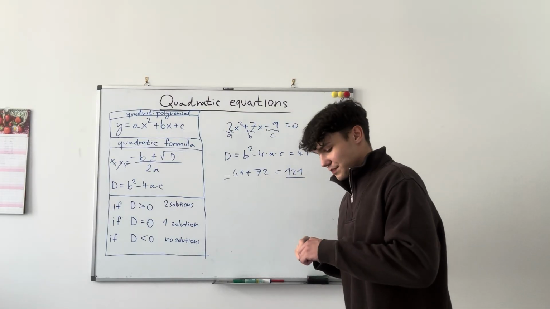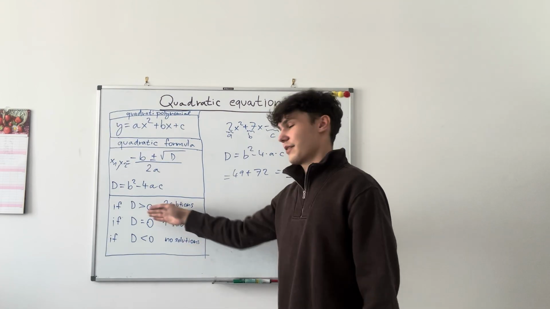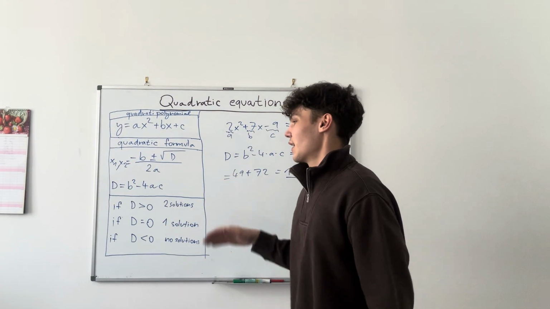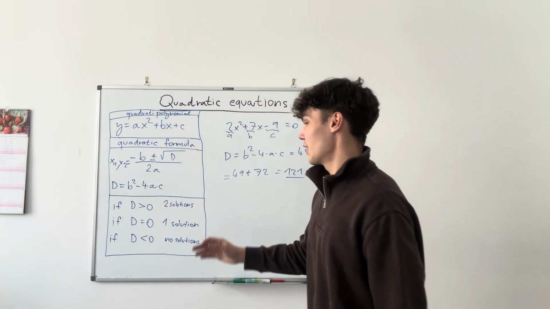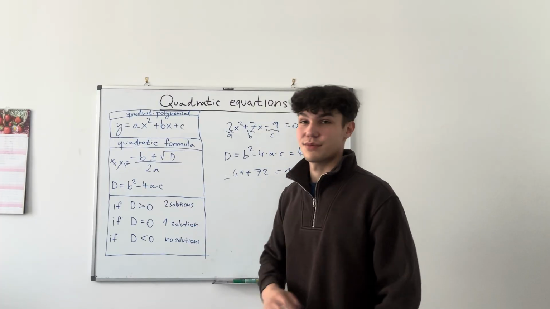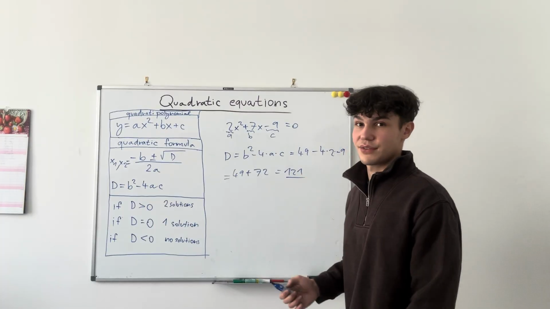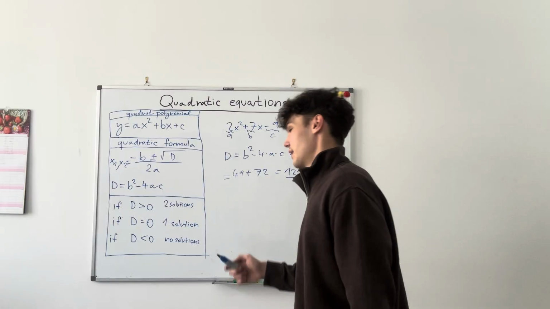Now, when we look at this, I have written some facts here about the discriminant, which is d. Whenever it's positive, we have two solutions to our equation. Whenever it's equal to 0, we have one solution. And whenever it's negative, there is no solution at all. As we can see, it's positive, so we're going to have two solutions. Now let's find out what they are.